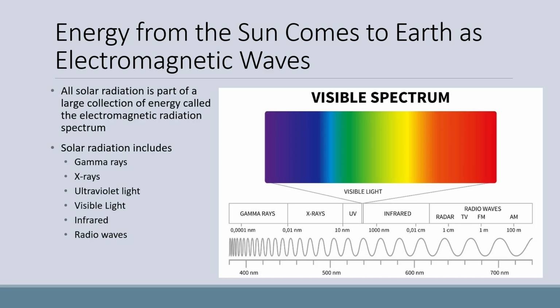That is because all of the energy from the sun comes to Earth as electromagnetic waves. Solar radiation includes visible light, that's why we can see it, but it also includes gamma rays, X-rays, ultraviolet rays, sometimes called UV radiation, infrared radiation, and radio waves.